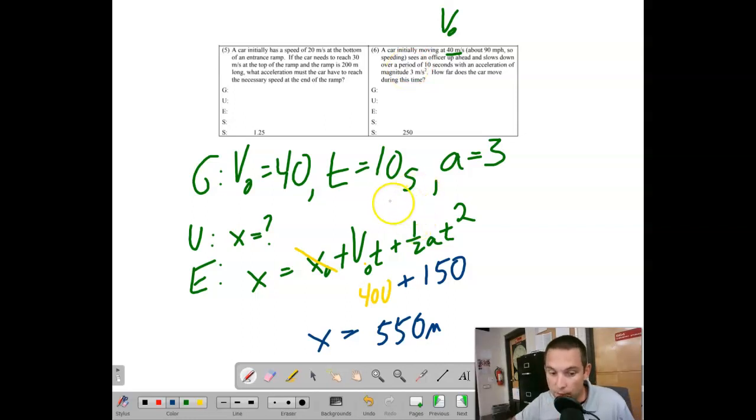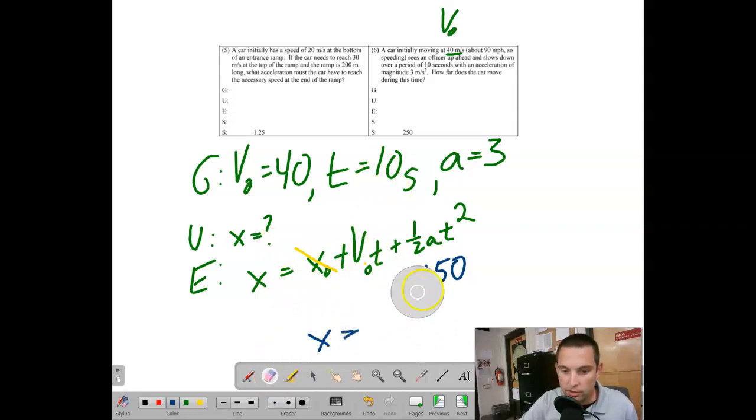This is how important it is to go through and be very careful about putting in your correct signs. Now the problem did offer a hint when it said it's a magnitude of 3 meters per second squared. So you wanted to just put in 3 meters per second squared. But that changes things, because now all of this is negative. And now it is 400 minus 150 to give us 250 meters.